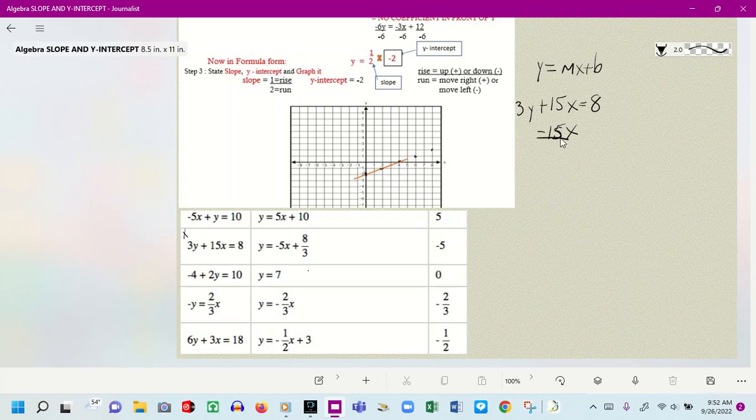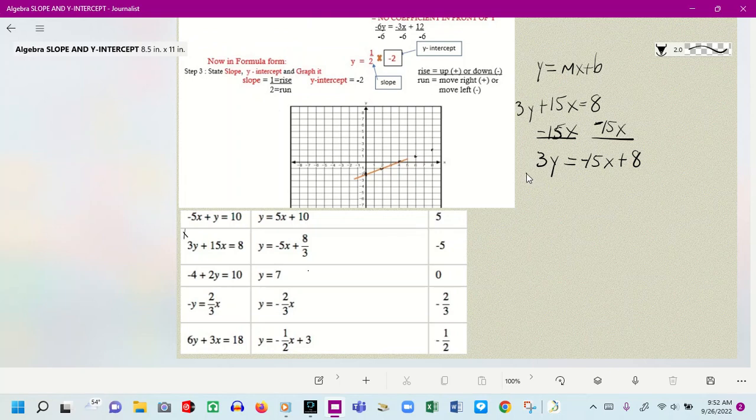Let's give it its opposite so it can cancel out. We do it on that side. Yes, we must do it on this side as well. And we are left with 3y, which we bring down. That cancels out. Equals negative 15x plus 8. The 8 is positive.